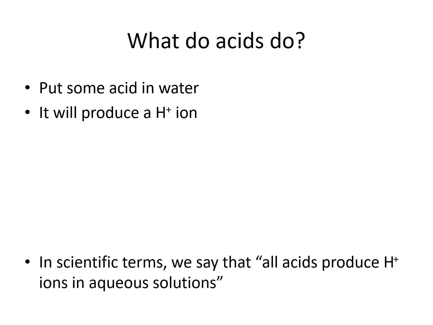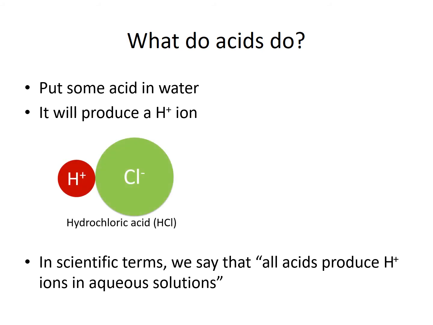In scientific terms, so a sciencey way of saying the exact same thing is all acids produce H+ ions in aqueous solutions. And we can use a diagram to explain what we mean by this. So here's a diagram for hydrochloric acid. You can see the H+ in red and this Cl- in green. So the formula for hydrochloric acid is HCl. The H is always a plus, which makes the Cl a minus.